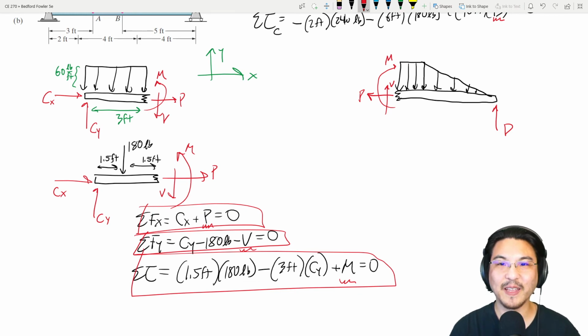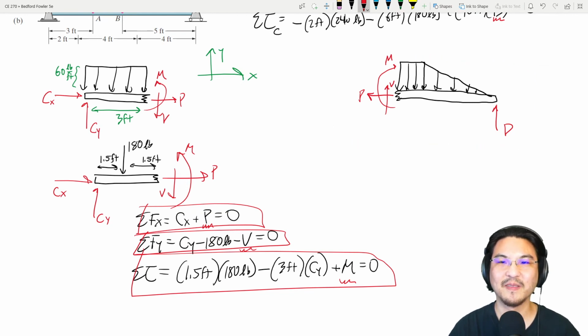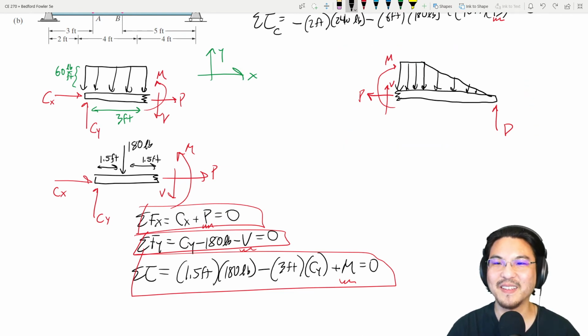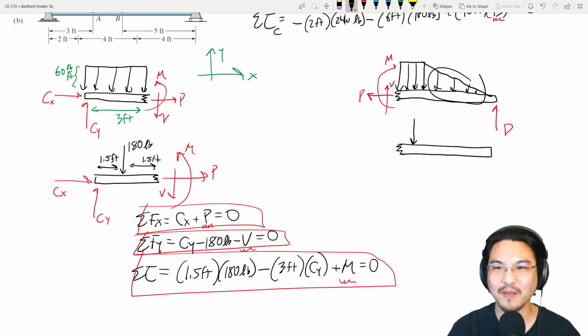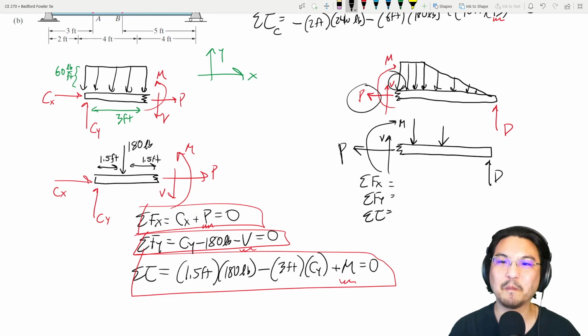Okay, and then again, if you were to analyze this section, you would get the same answers. So maybe you can try that for practice. So real quick, right, see this rectangle you can represent as a discrete force. This triangle you can represent as a discrete force, and then all the other stuff. Right, and then for this free body diagram, you can write 3 equations and solve for these 3 unknowns, and you'll get the same answers.